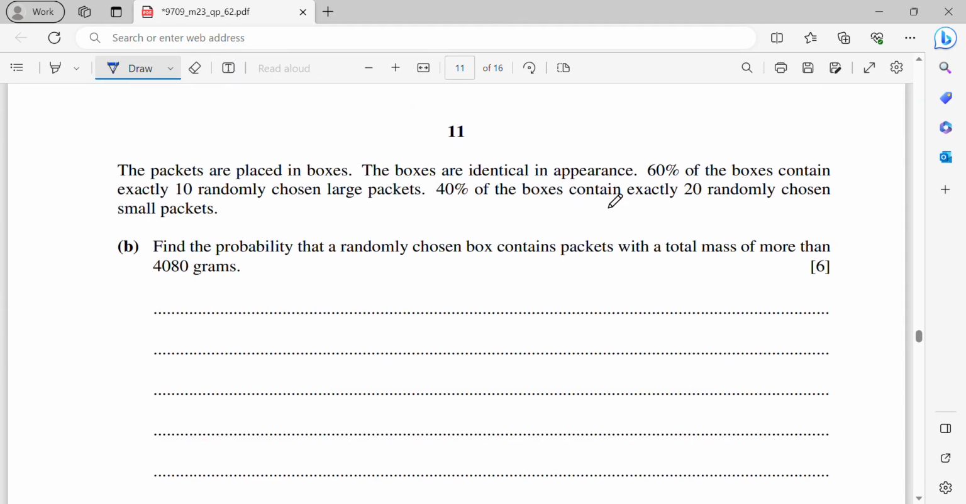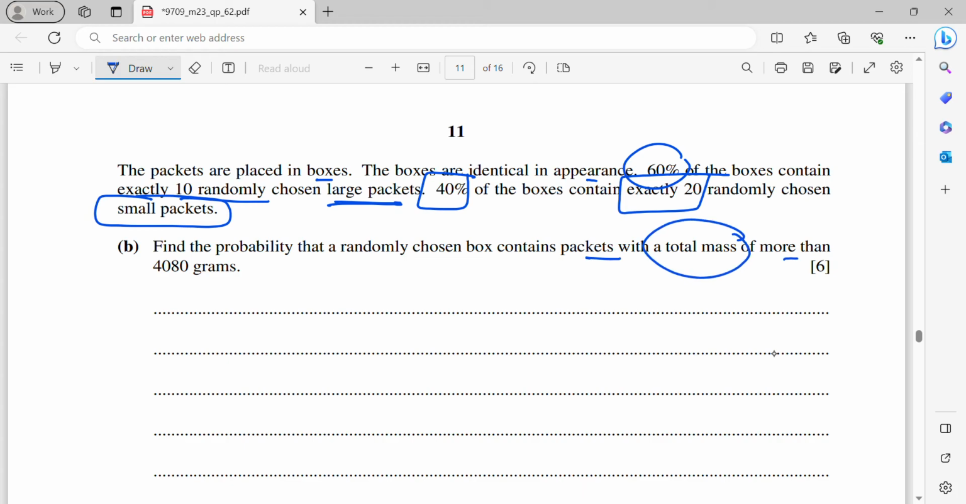Okay, so now the packets are placed in boxes. The boxes are identical in appearance. 60% of boxes contain exactly 10 randomly chosen large packets. 40% of the boxes contain exactly 20 randomly chosen small packets. Part B. Find the probability that a randomly chosen box contains packets with total mass of more than 4080 grams.